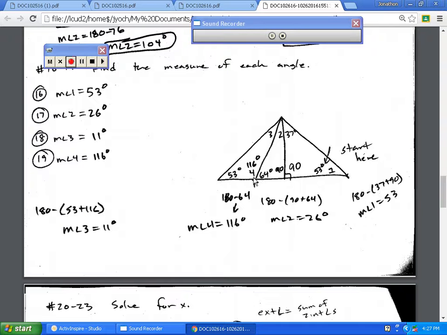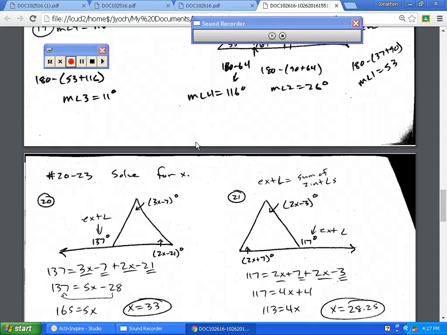The supplements, again, a straight line right here. The supplement of 64 is 116. Do 180 minus 64. Angle 4 is 116. Add these two up, subtract from 180. Angle 3 is 11. You can kind of have a domino effect that way.